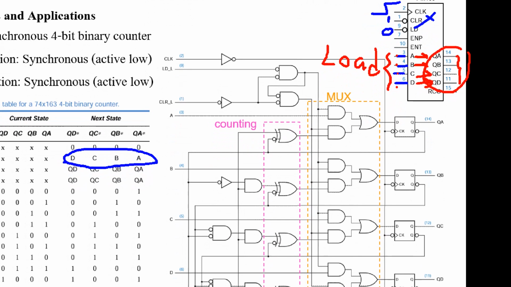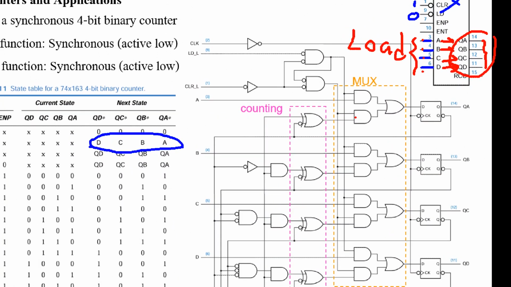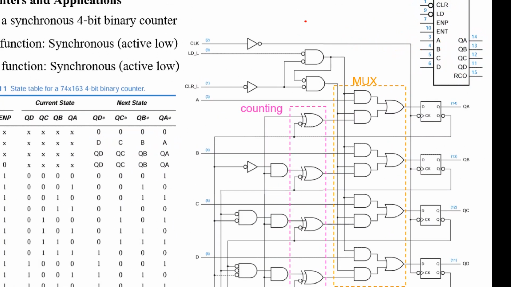Now let's consider when clear is 1, right? Load is 0. This one is active. The inverter output now is what? Output of this is 0, right? This is active low, so this is active. This output is 1. 1 here. This is not active, so the output is not active. So the output now is 0. This is 1, right? 1 and what?